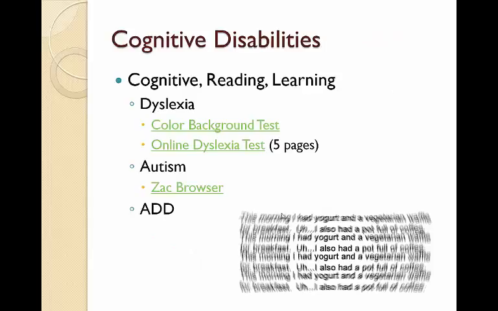There's also cognitive disabilities. Dyslexia is a famous one, and this text at the bottom of this slide is intended to show you what text looks like for a disabled person. It might be very blurry, or the letters look like they're jumping around, and it's very hard to read. There's special browsers created for kids with autism and ADD that help the person focus.